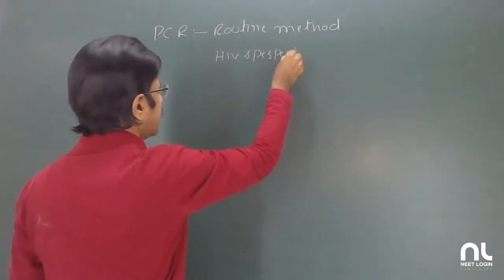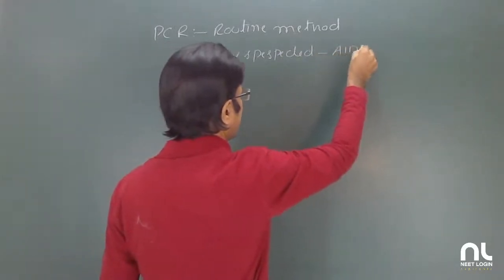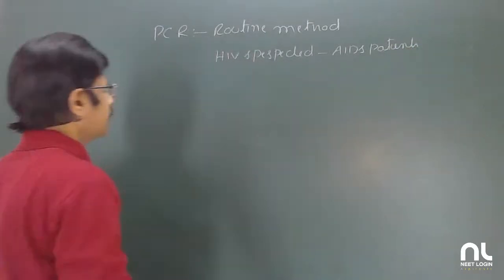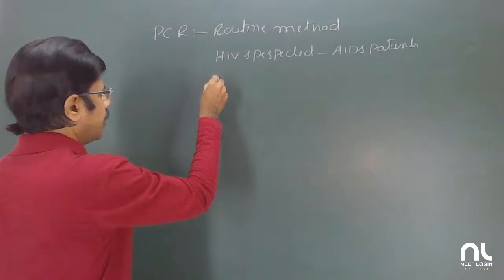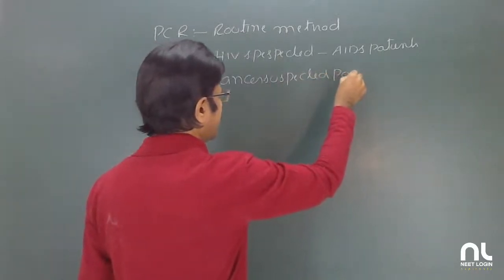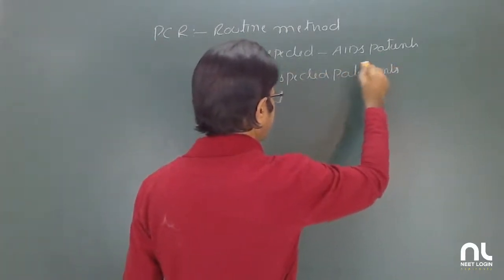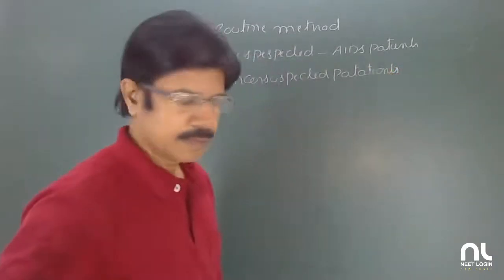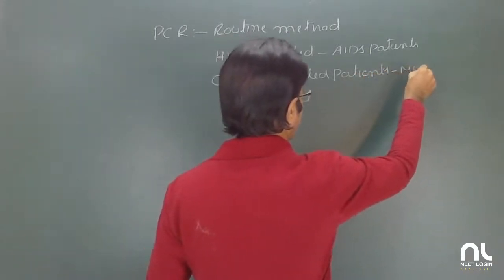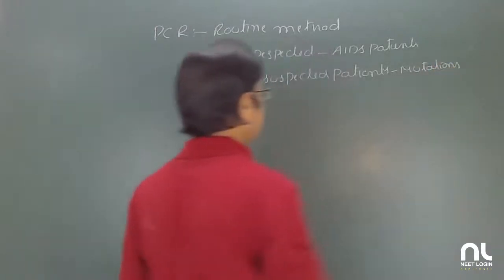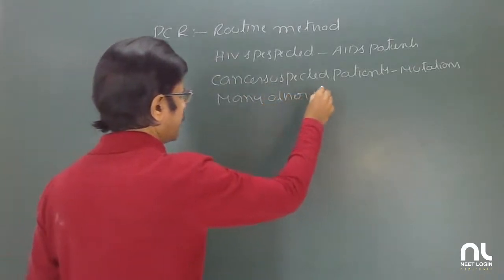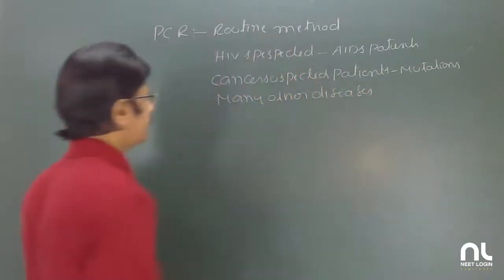for HIV suspected AIDS patients, and cancer suspected patients, observing the mutations, and many other diseases. PCR is the method.